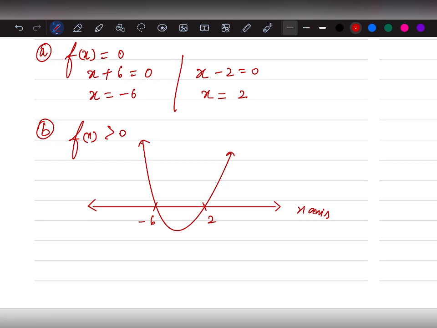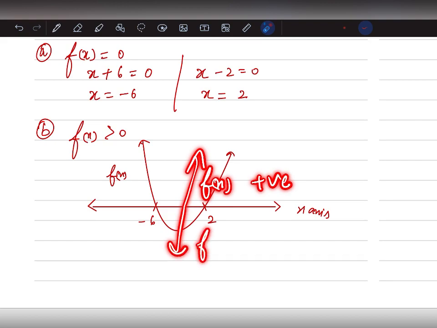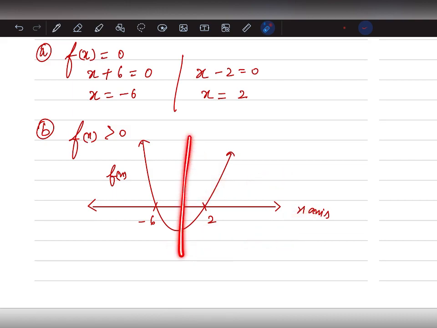This is the function f of x. When my f of x is above the x-axis, it will be positive there, and when f of x is below the x-axis, it will be negative there, as we take the values of y. So here, of course, my y is positive, so f of x is going to be positive for all these values, and for all the values below the x-axis it will be negative.